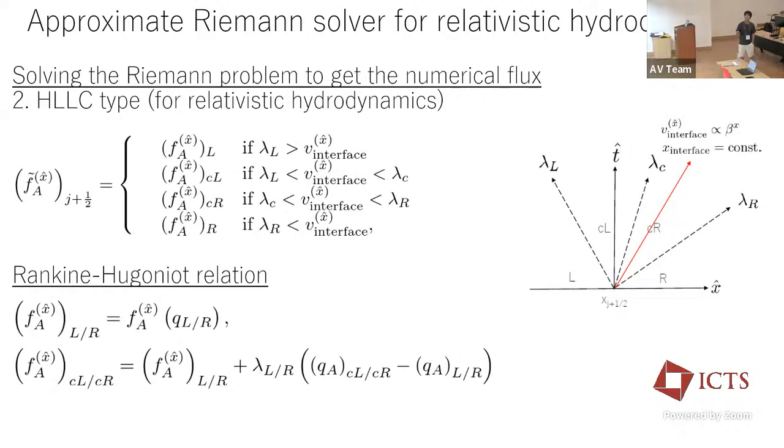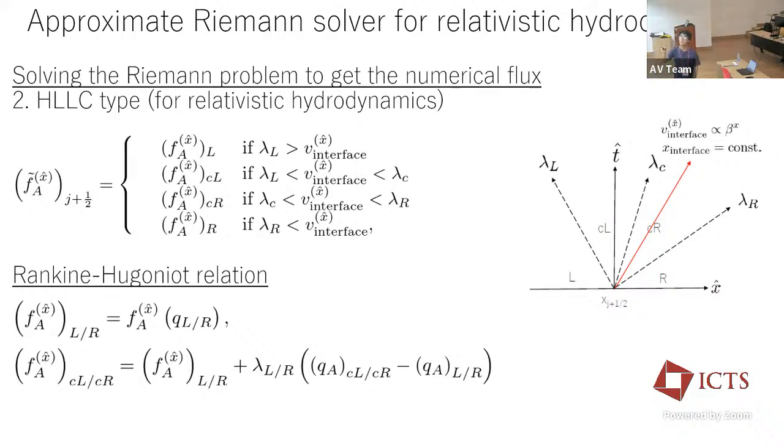And the third option is written in these schematic pictures, because this is a constant trajectory of the interface. In this case, the numerical flux should be given by the CR state, right? Do you understand the meaning of this figure? Okay. In the special relativistic case, if the wave structure is given something like this, the next step is the CL state, so we should evaluate the numerical flux as the CL state.